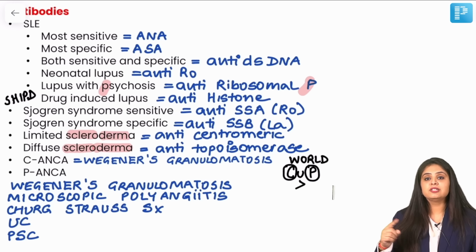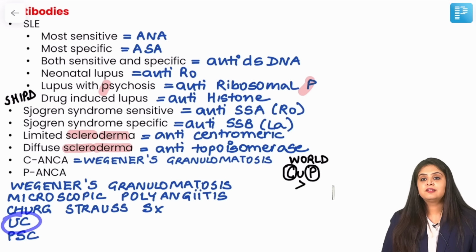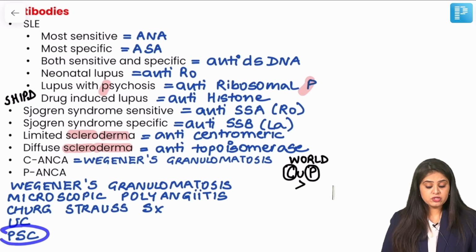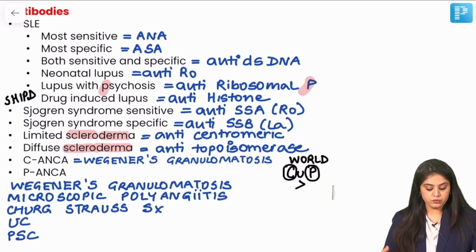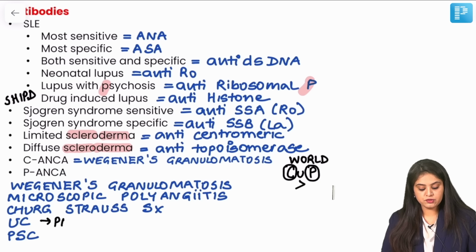When they ask you which intestinal disorder shows you, it is ulcerative colitis. Which liver disorder shows you, primary sclerosing cholangitis. But now I want you to revise, if ulcerative colitis is showing you P-ANCA, you know it's an inflammatory bowel disease.